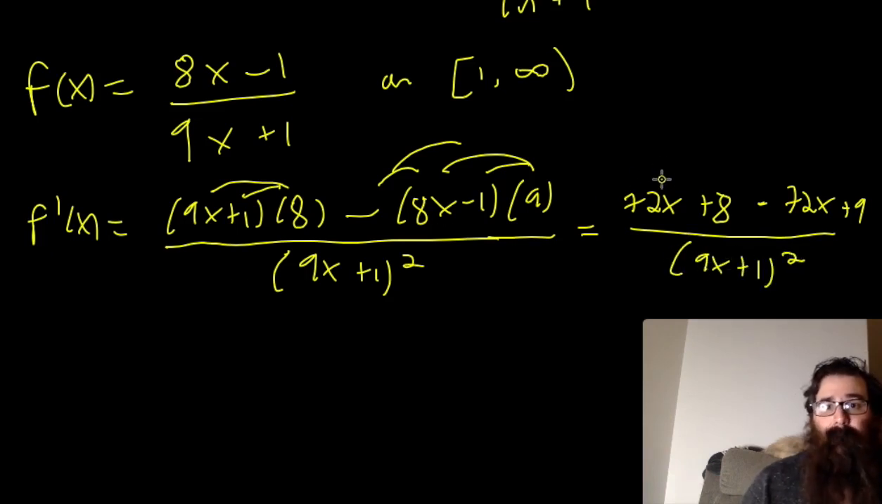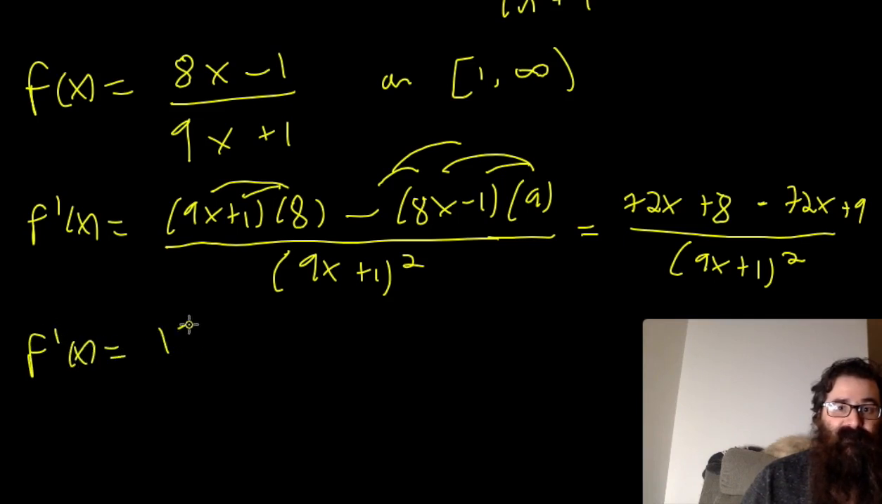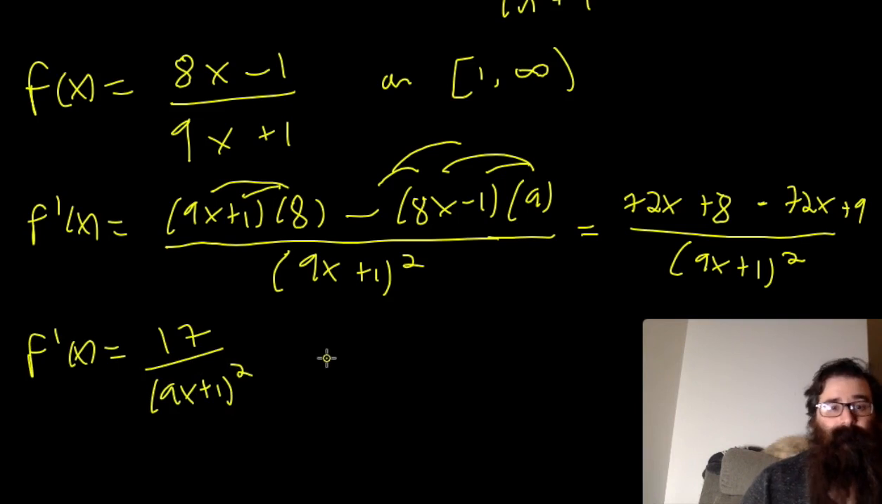And if I'm looking at what's happening here, 72x minus 72x is going to cancel. 8 plus 9 is going to give me 17. So we get f prime of x is 17 over (9x plus 1) squared.